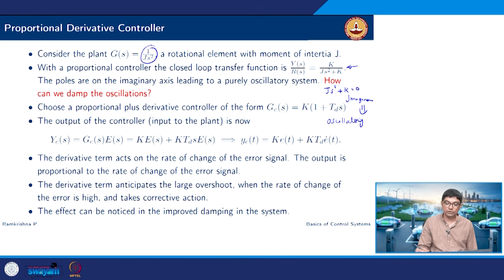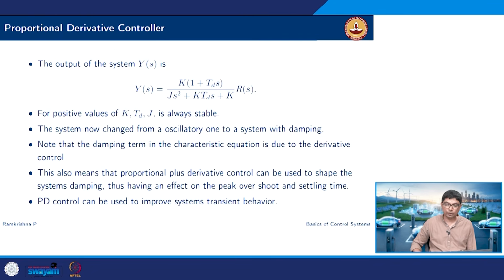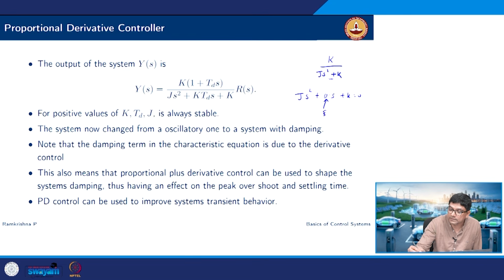Okay. Now, if I choose a proportional plus derivative control, I get an output of the controller of this form. So, what is the effect of this? The transfer function was originally k over J(S square) plus k. If you see, there is no damping term here. It says J(S square) plus 0 times S plus k equal to 0. The coefficient of S is where the damping sits in.